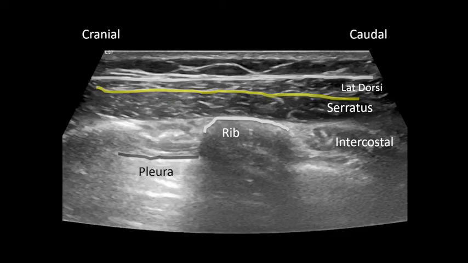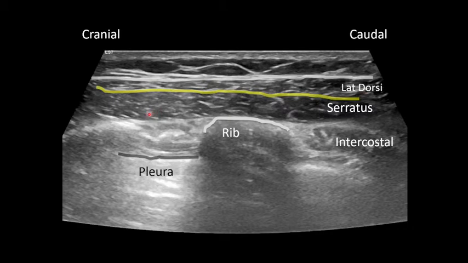This still ultrasound image shows the anatomic landmarks of this block. This hyperechoic line here with shadowing outlines the rib. Deep to this, we see the bright line of the pleural interface. The intercostal muscles are the first layer of muscles superficial to that. The serratus muscle layer is superficial to the intercostal muscles, and finally the latissimus dorsi muscle layer is seen here.